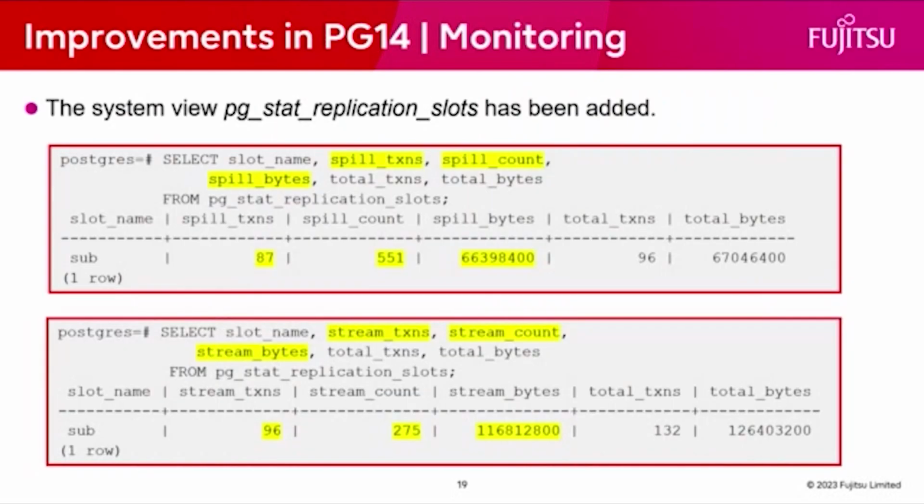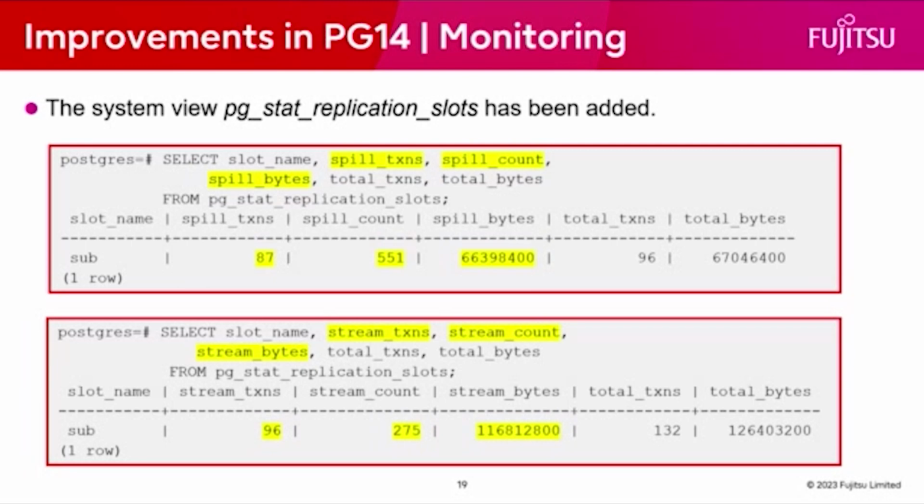Additionally, since PG14, a system view for monitoring has been added. It contains data with one row per logical replication slot, so it is meaningful on the publisher side. This view stores statistics related to logical decoding, especially how many chunks are spilled to file or streamed to the subscriber.